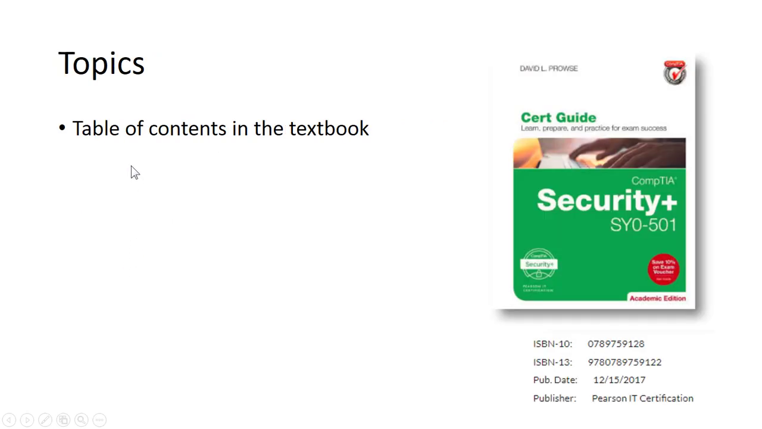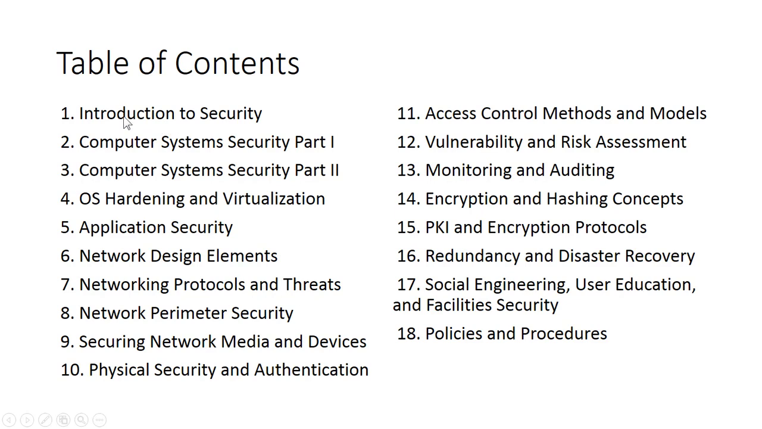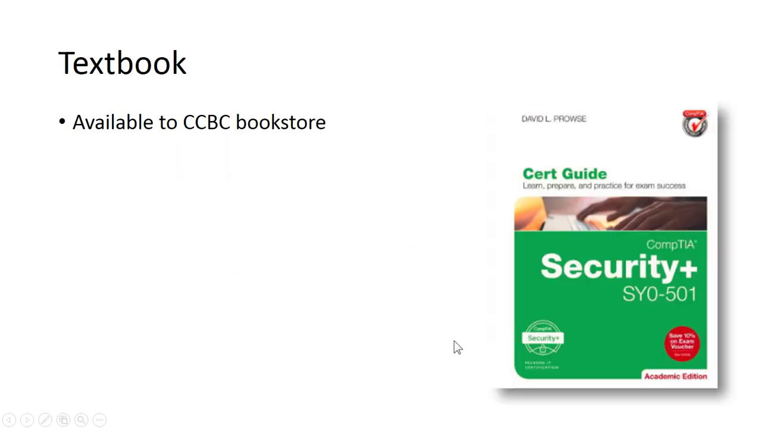Now let's look at the topics that we will be covering in the class. If you look at the table of contents in the textbook, you will see we have 18 chapters to cover, from computer systems security to operating systems hardening and virtualization, to physical security and authentication, to access control methods and models, to social engineering and policies and procedures. We have 18 chapters to cover.